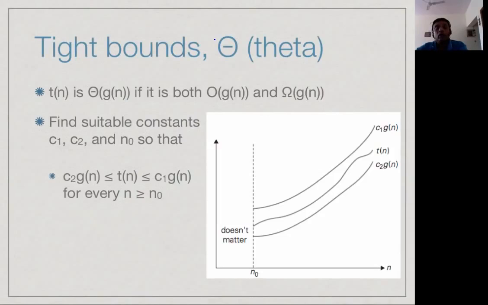Now, we could have a nice situation where we have matching upper and lower bounds. So we say that T is theta of g of n if it is both big O of g of n and omega of g of n. In other words, with suitable constants, T of n can be dominated by g of n and it also lies above g of n, for two different constants, of course. So what this really means is that T of n and g of n are basically of the same order of magnitude. They are essentially the same function. And therefore, you have reached a kind of optimum value.